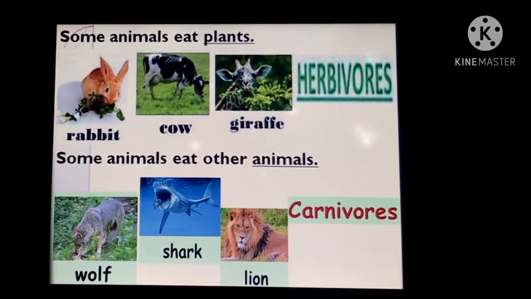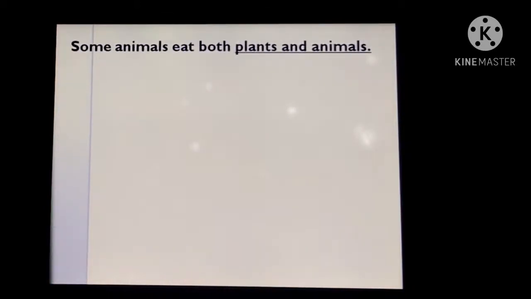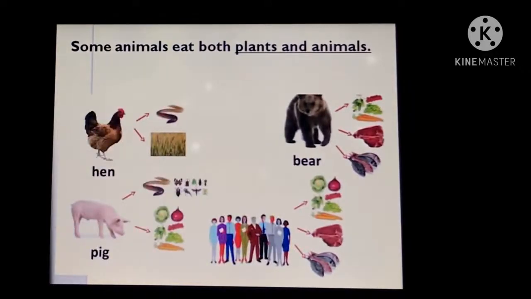The next category of the animals, number 3, some animals eat both plants and animals. We have here examples. The hen. A hen eats worms and grains. Next, the pig. The pig eats meat, grains, and vegetables. It also eats insects. Next, we have the bear.